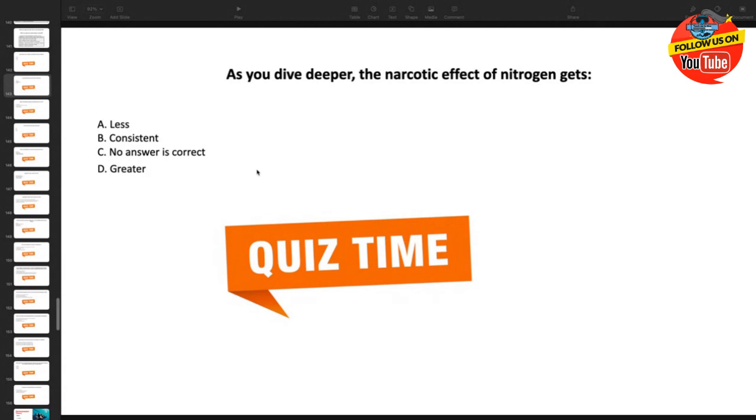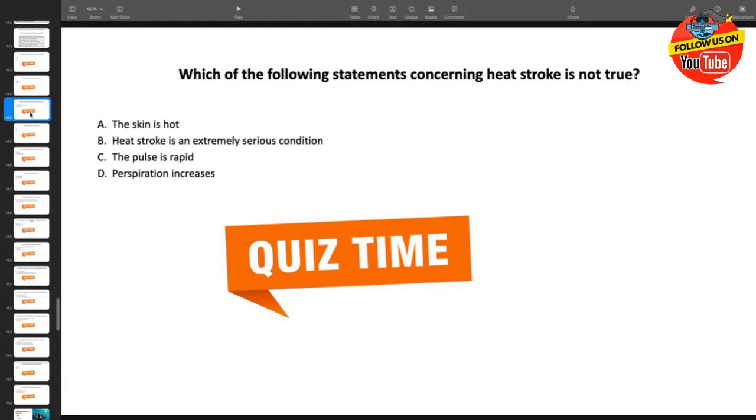Megan, as you dive deeper, the narcotic effect of nitrogen can get greater. Absolutely. Good job. Adam, which of the following statements concerning heat stroke is not true? I figured you probably knew some of this stuff, so I figured I'd skip a little bit of it. Well, I would guess it's the pulse is rapid, but I'm not sure about that one because perspiration increases. Absolutely. Once you get into full heat exhaustion, you perspire, but at heat stroke, you stop perspiring. Oh yeah, because you just perspire when you're too hot, so it helps you cool down. Exactly.